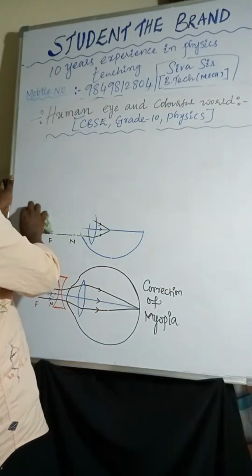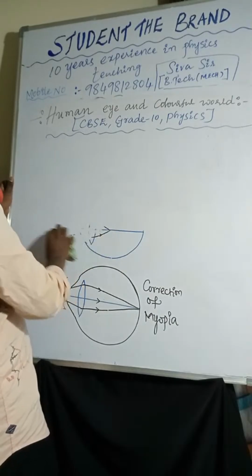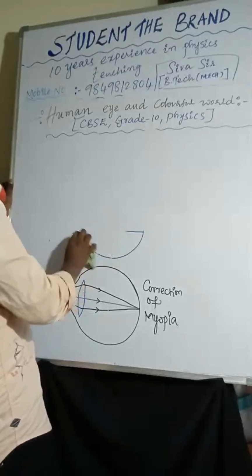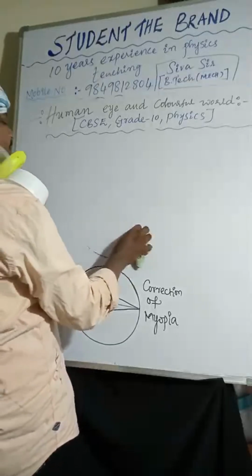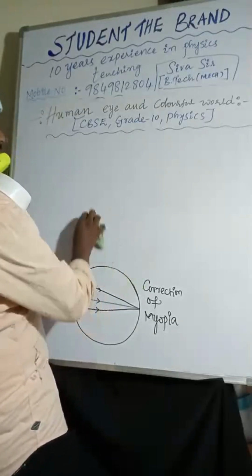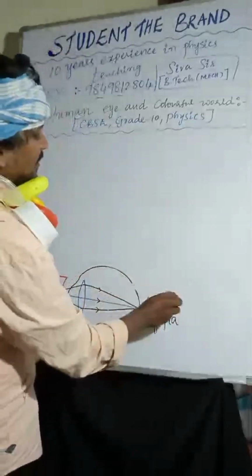Hypermetropia. For that correction, we are using a convex lens.